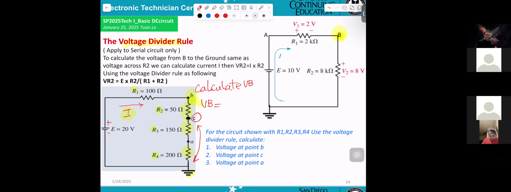VB equals E times R2, R3, R4, everything divided by the total resistance: R1, R2, R3, R4.